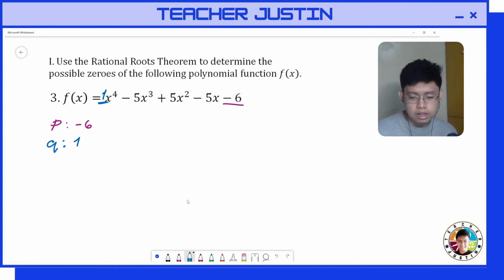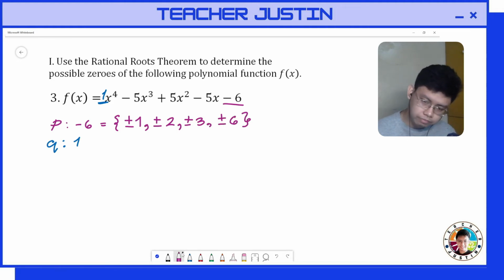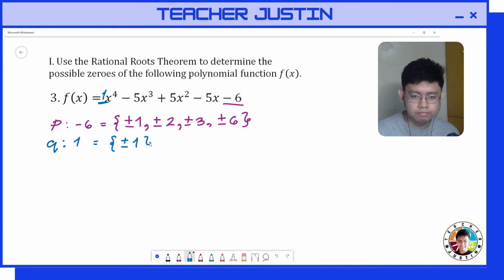So 1. Then after identifying the values of p and q, we can now get the factors of our p and q separately. So for our p, the factors of negative 6 are positive negative 1, positive negative 2, positive negative 3, positive negative 6. Okay? For 1, our factor for 1 is positive negative 1.